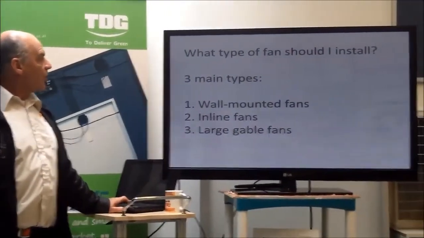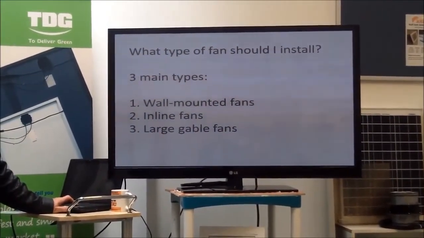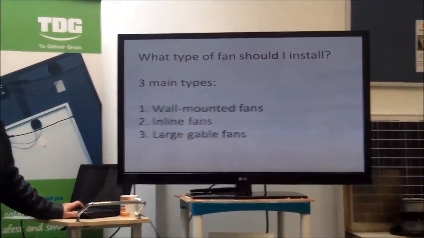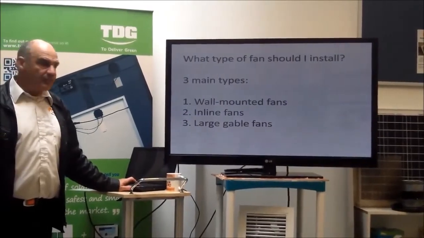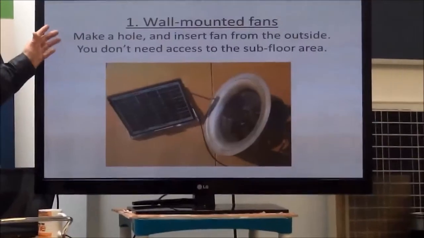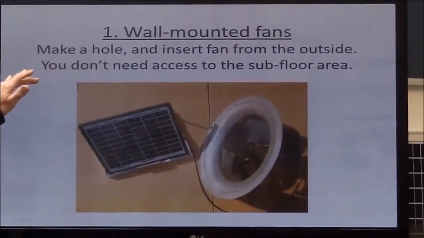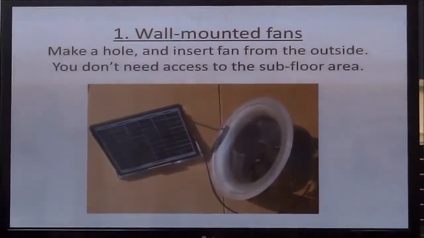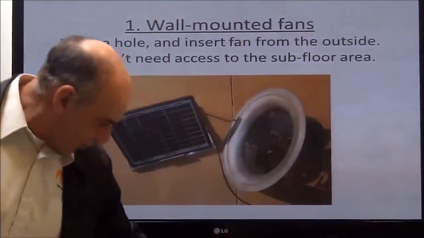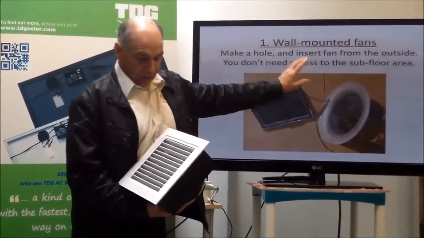What type of fan should I install? There's three main types. There's wall-mounted fans, inline fans, and large gable fans. Wall-mounted fans, all you need to do is make a hole in the side of the building and insert the fan from the outside. You don't need to access the subfloor area. Here's a typical one. This one here has got no vent on the front, but it's a similar fan.